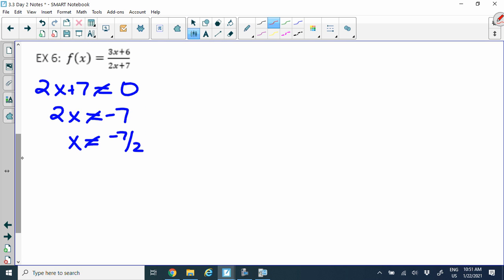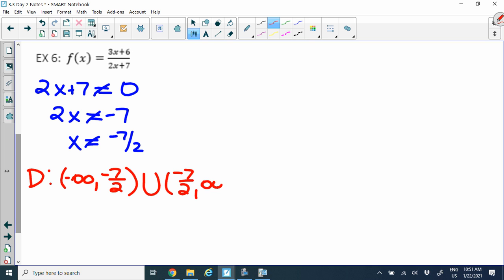So to write this in interval notation, remember we think of all numbers smaller than negative 7 halves, that'll be negative infinity. And we go up to negative 7 halves, but don't include it. And then to represent all numbers larger than negative 7 halves, we go from negative 7 halves to positive infinity.